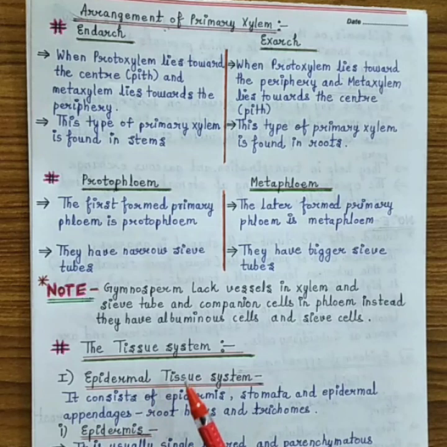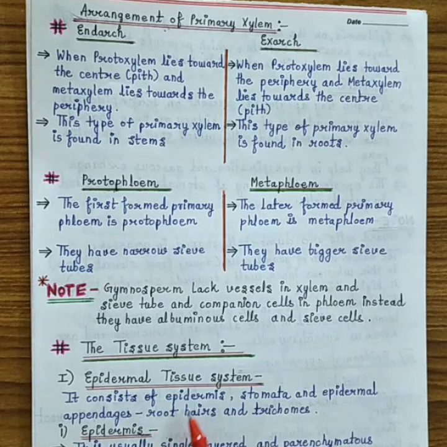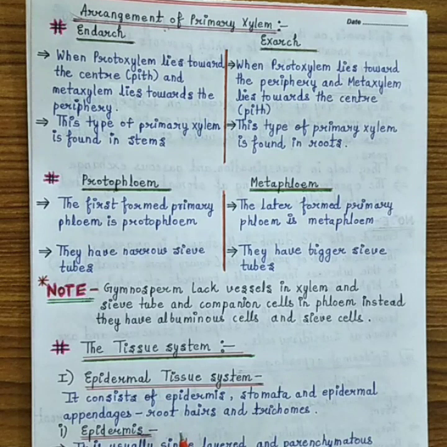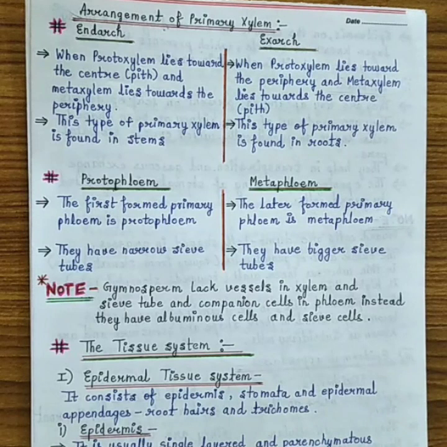Now the tissue system, we'll discuss the epidermal tissue system first. Epidermal tissue system is made up of epidermis, stomata, and epidermal appendages, means epidermal thread-like structures, that is root hairs and trichomes. So epidermal tissue system, basically epidermis layer ka bana hota hai, stomata ka bana hota hai, and epidermal appendages like the root hairs and trichomes, ye sab constitute karte hain epidermal tissue system.